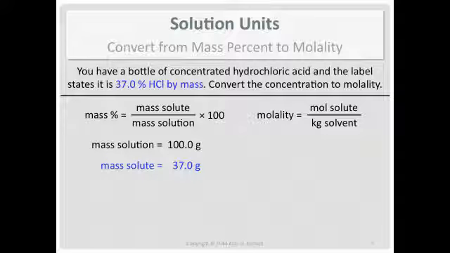What else is in the solution? That would be the solvent, which is water. We aren't told the mass of the solvent. But you know the mass of the solution. The solution is everything. We know the mass of the solute, which is one part of it. Therefore, the mass of the solvent must be what's left over, 63.0 grams.